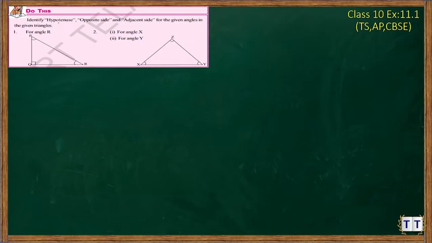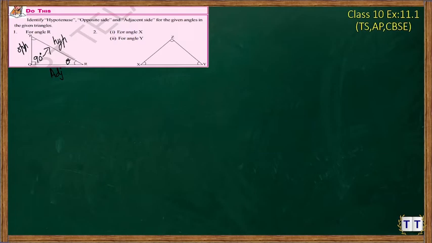Identify the hypotenuse, opposite side and adjacent side of a given angle in the given triangle. For the angle R, this is the angle, so the theta is here. We have to find which is hypotenuse, which is opposite and which is adjacent. First we'll name the hypotenuse. Here we mark 90 degrees, because this is the symbol of 90 degrees. The side opposite to 90 degrees will be my hypotenuse. The side opposite to theta is my opposite side, and this will be my adjacent side. Clear? We learned this yesterday, so we are implementing it here.